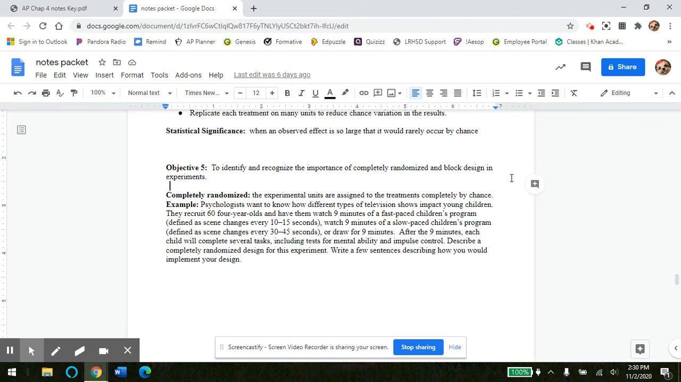For this first example, psychologists want to know how different types of television shows impact young children. They recruit 60 four-year-olds and have them watch 9 minutes of a fast-paced program, 9 minutes of a slow-paced program, or draw for 9 minutes. After the 9 minutes, each child will complete several tasks, including tests for mental ability and impulse control. Design a completely randomized experiment for this study. Write a few sentences describing how you would implement your design.